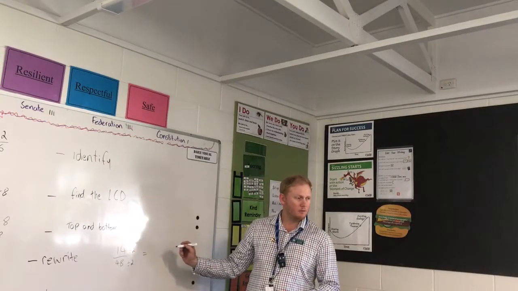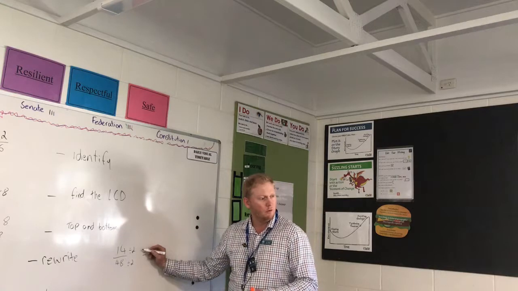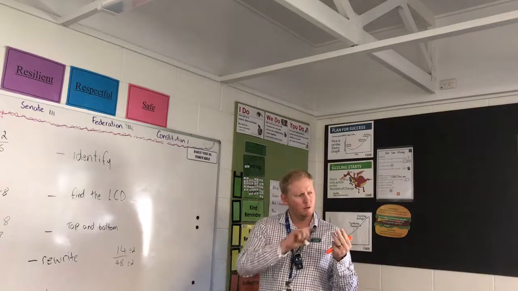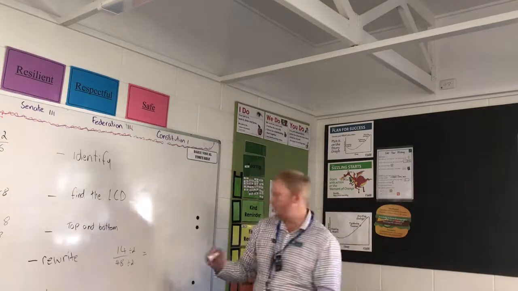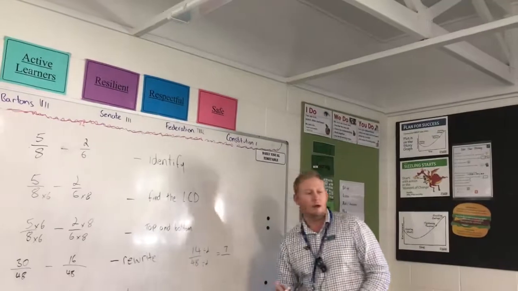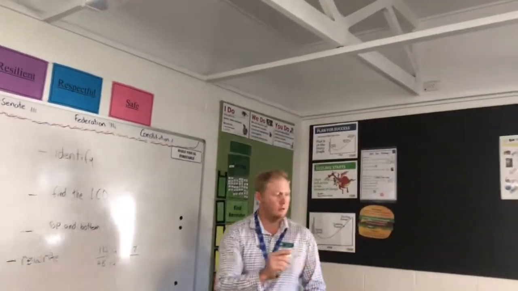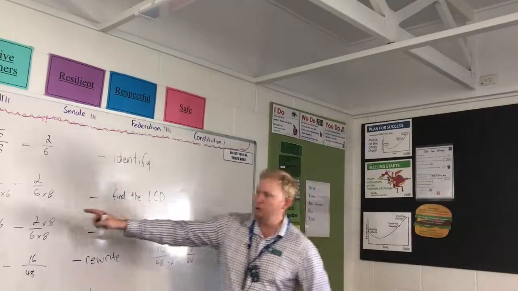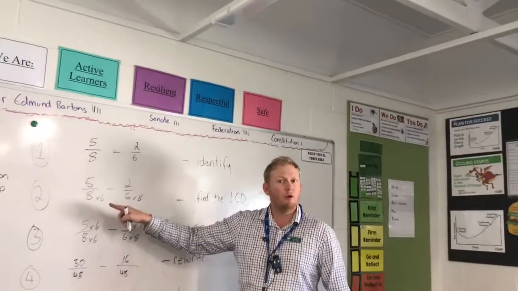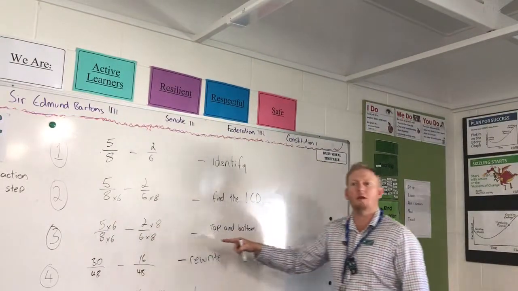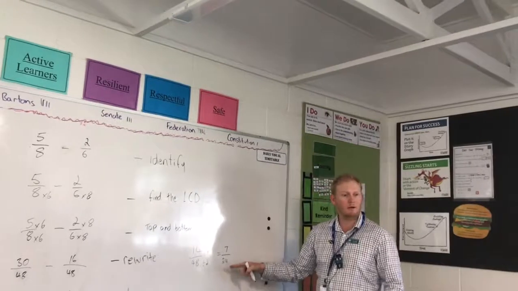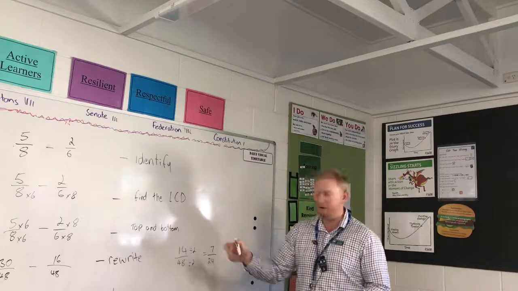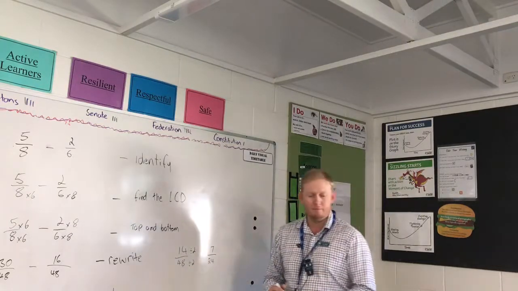So 14 divided by 2. How many 2's in 14? Not quite. 2, 4, 6, 8, 10. 7. 7 is exactly right. And Charlotte, do you know how many 2's in 48? 24. That's right. And that's actually the number we got over here, wasn't it? So by finding the lowest common denominator, we didn't actually have to simplify it. We actually had to add an extra step in because we only found a common denominator. So 7 over 24. Excellent work.